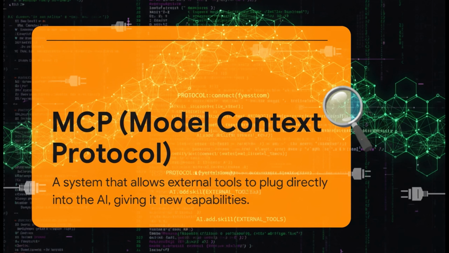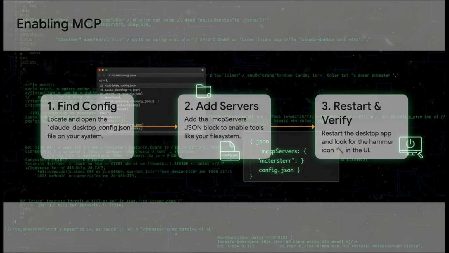The easiest way to think about it is like a universal adapter or a plugin system. It's the bridge that lets external tools, like your entire file system, plug right into the AI and give it brand new powers. And enabling it is just a simple 3-step process.